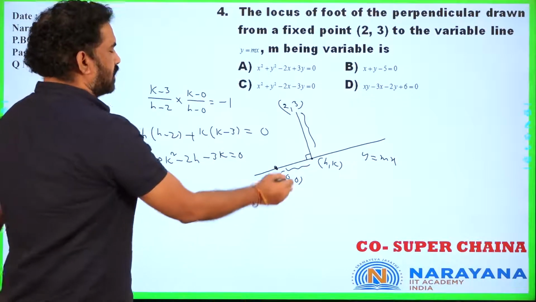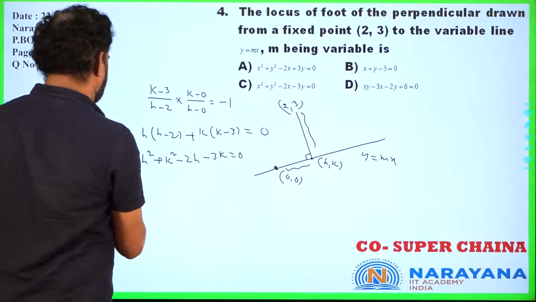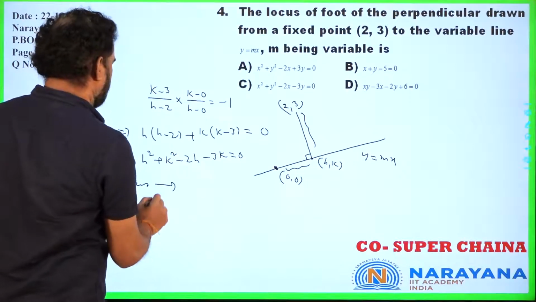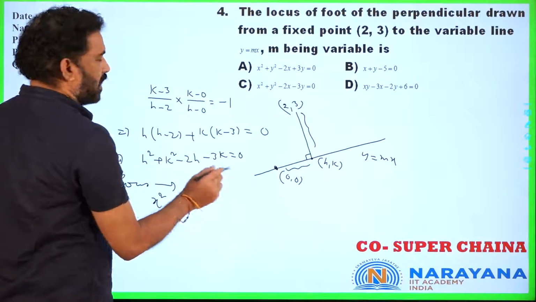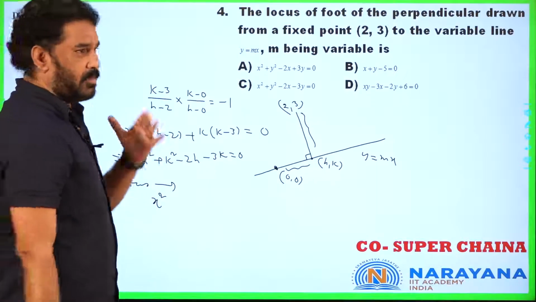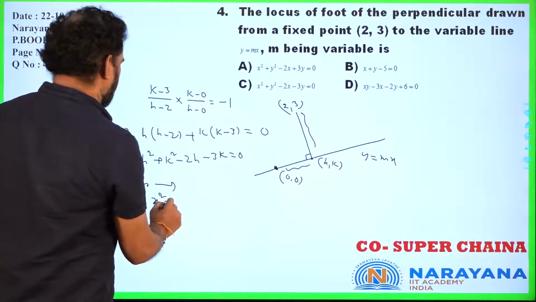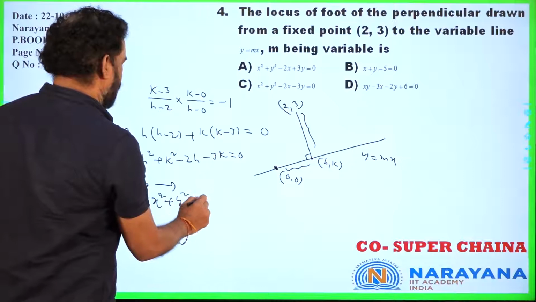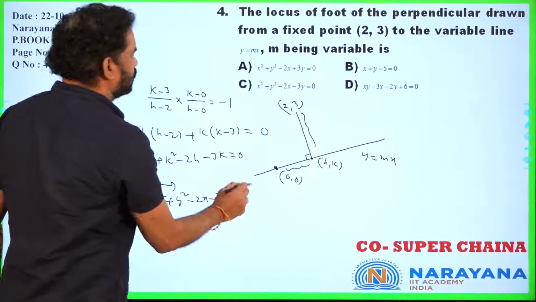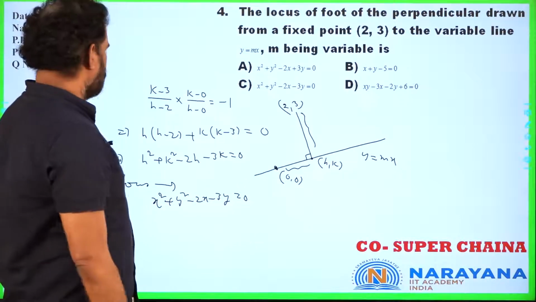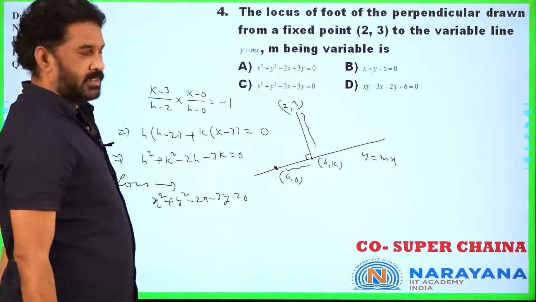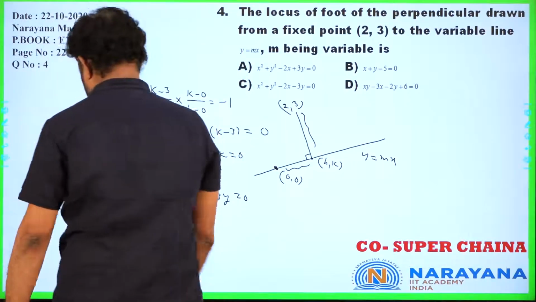So this is the variable point, and for the locus, (h, k) is replaced with (x, y). So x square plus y square minus 2x minus 3y equals 0. So what is the answer? The third option is right.